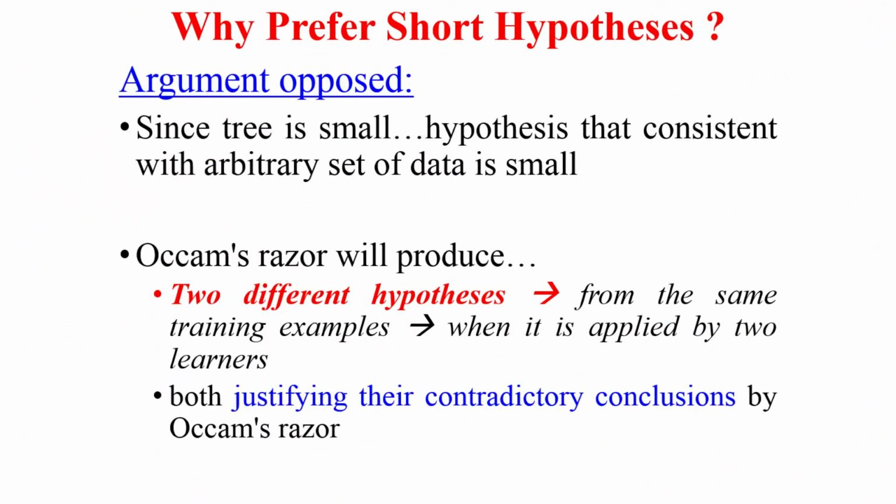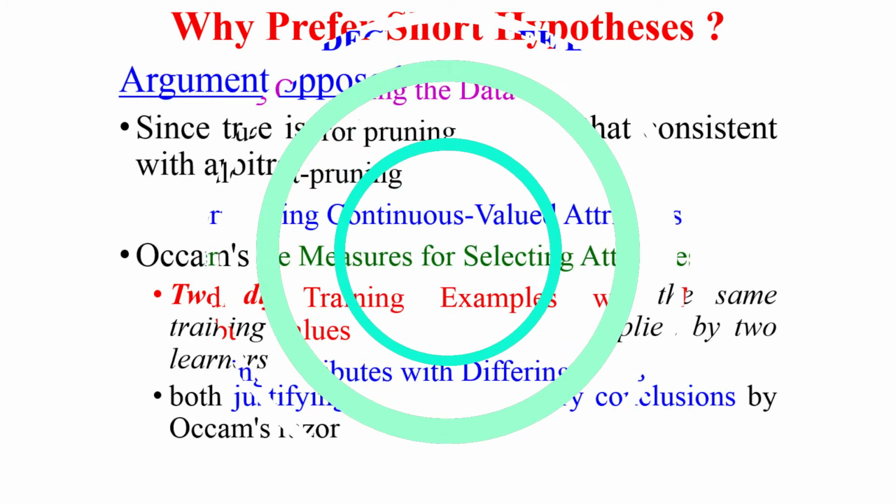Argument in opposition. Since the tree is small, a hypothesis that is consistent with an arbitrary set of data will also be small. Occam's razor can produce two different hypotheses from the same training examples when it is applied by two learners, both justifying their contradictory conclusions by Occam's razor. On this basis, we might be tempted to reject Occam's razor altogether.